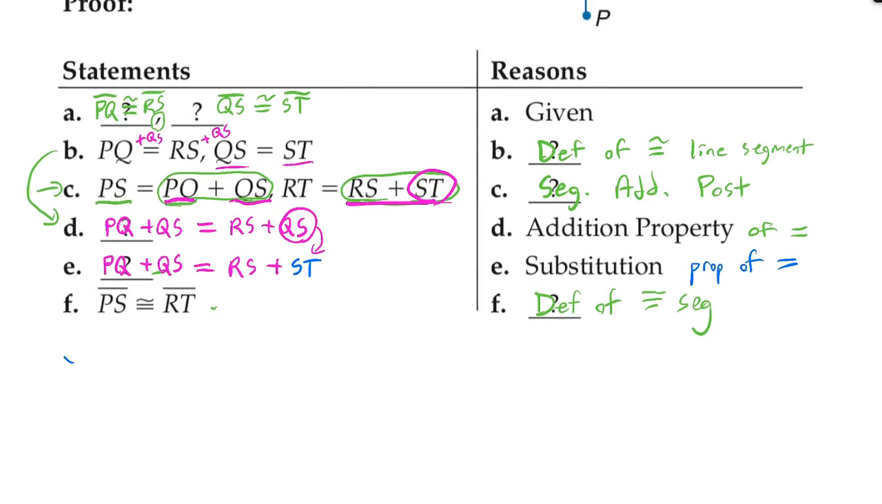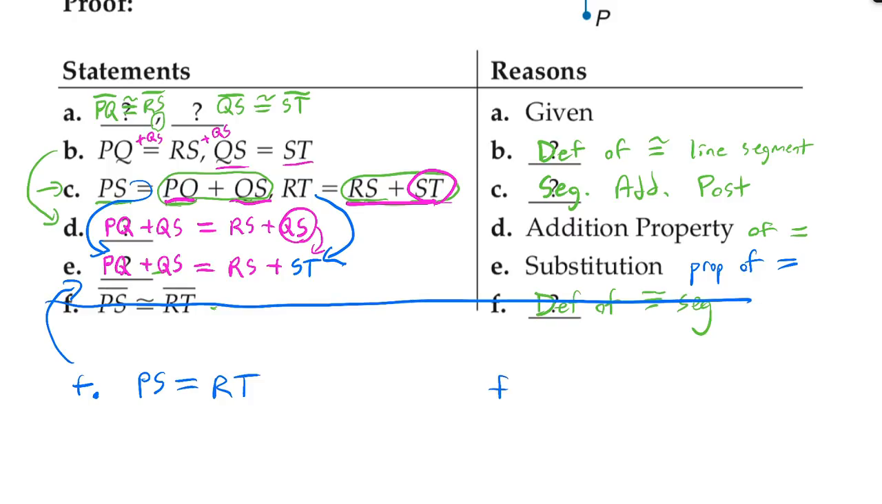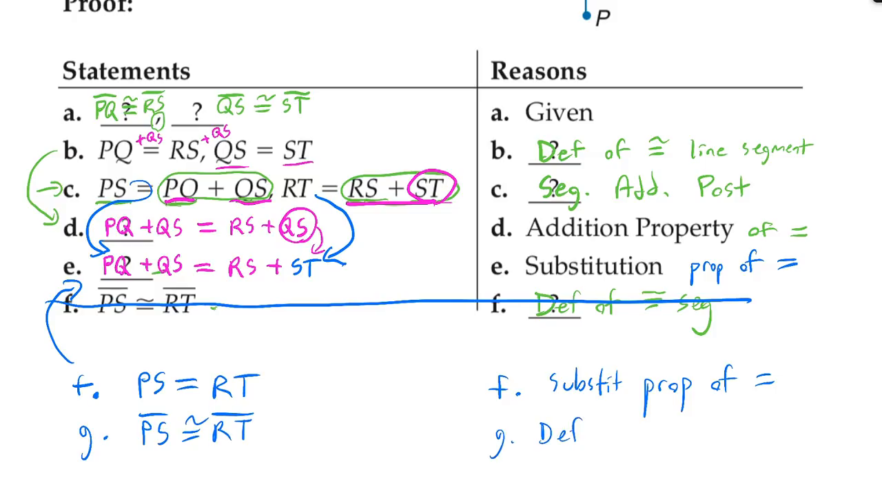I would have actually added another step in here then. And I would have said, okay, well, if PS is the same as this, and if RT is the same as this, then what you could do is you could say F is PS equals RT, and that was F over here. So I'm just scribbling out this last line. So then F would have been substitution prop of equality. And then the last step, G, would have been, well, now we know that PS is congruent to RT. And that's by the definition of congruent segments.